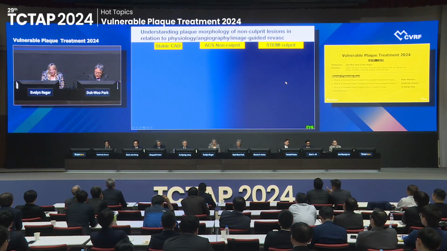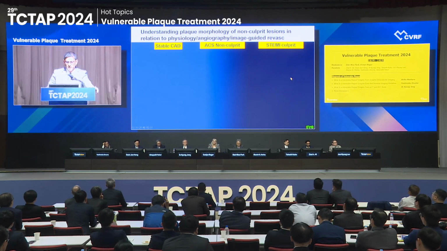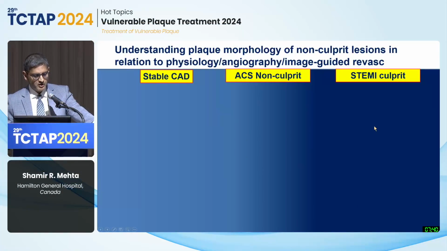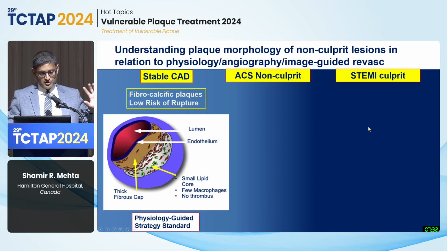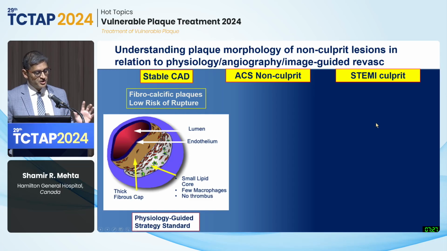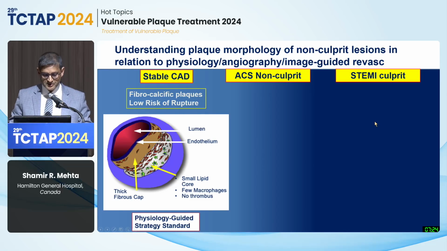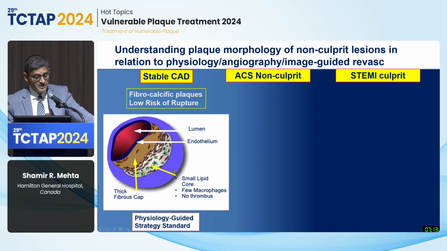Well, thanks very much. I enjoyed the discussion. So I'm going to focus my talk today on non-culprit lesions, so ACS non-culprit lesions, and try to understand the plaque morphology of these non-culprit lesions in relation to the physiology, angiography, and image-guided revascularization. On the extreme side, we have stable CAD, which can result in chronic coronary syndromes, or patients may be completely asymptomatic. These are mostly fibrocalcific plaques. They have a thick fibrous cap, a small lipid core, and they're at very low risk of plaque rupture. They can rupture and transform, but in general, these plaques are stable.